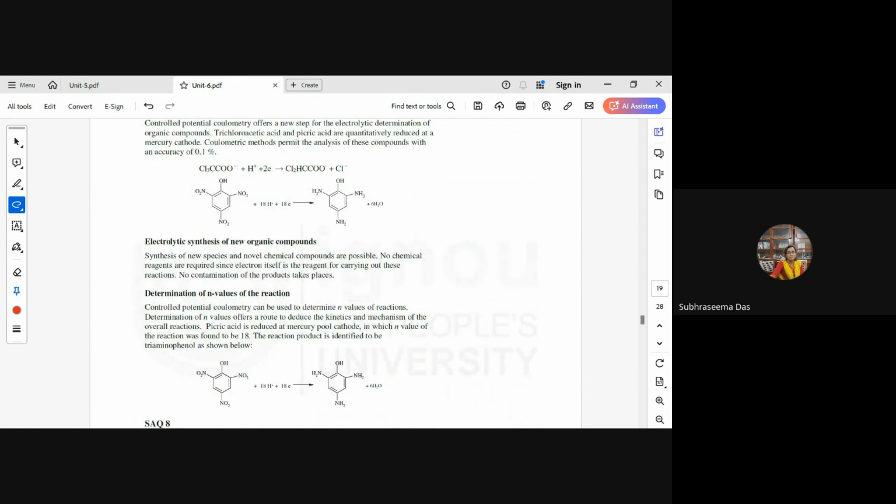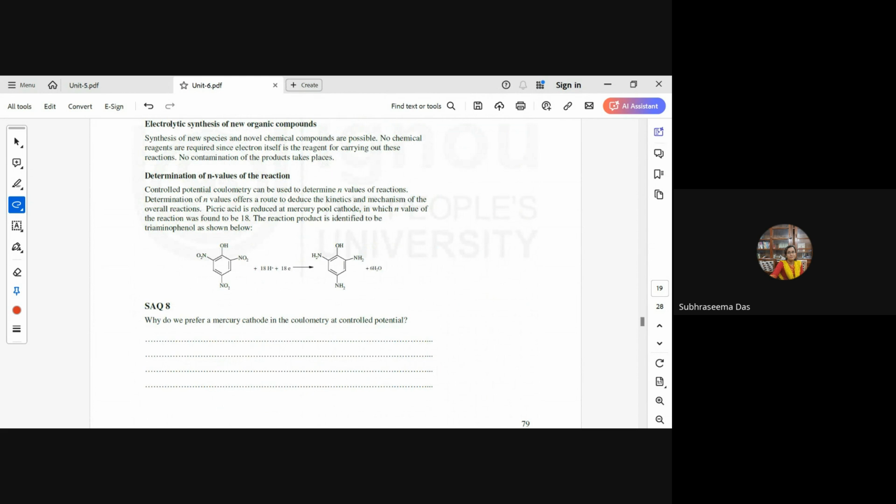So this is also possible for the synthesis of new compounds using coulometry, since the chances of contamination and the use of chemical reagents are totally avoided in this case. It is also used for determination of n values, where n is the number of electrons involved.